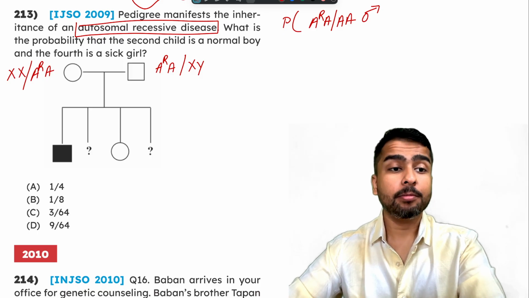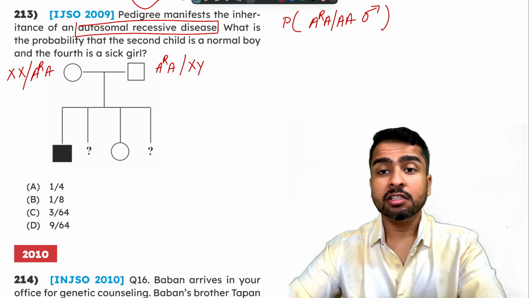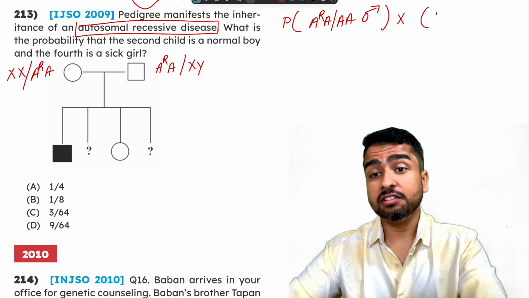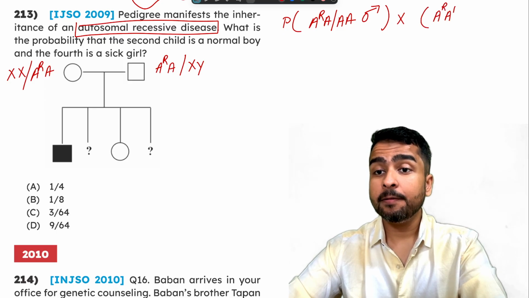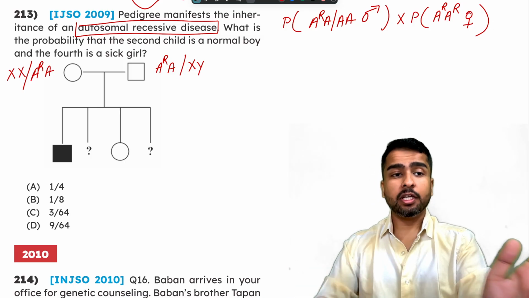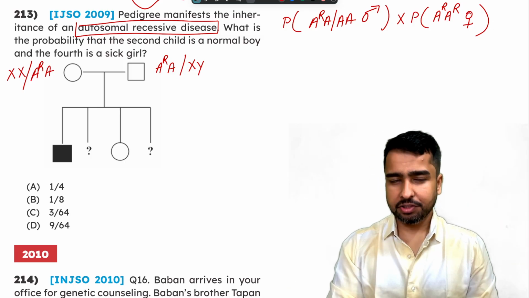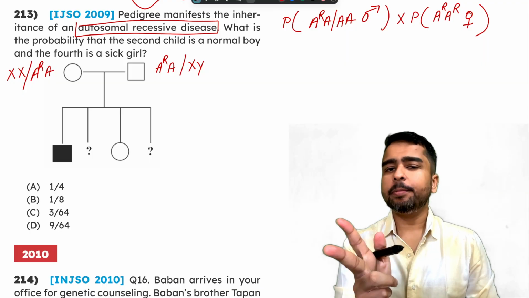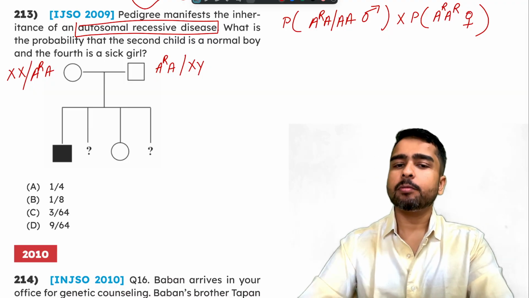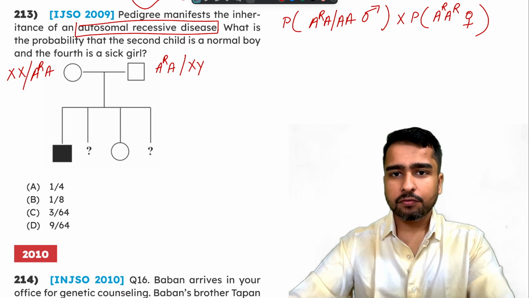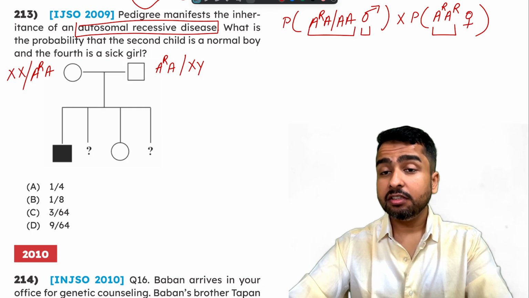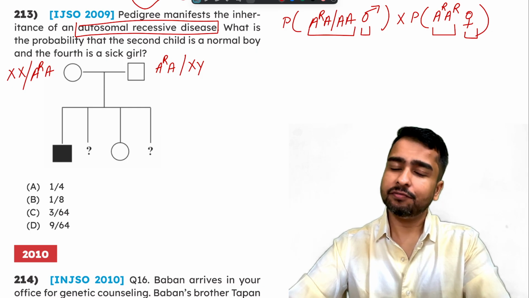And what is the probability that the second child is this and the fourth child, another child, will be a sick girl. Sick girl means it has to be AR, and that has to be female, right? So they're asking two things which are independent of each other. Whenever they ask you two things that are independent of each other, simply multiply their probabilities. Now within these probabilities also there are two things. First, normal. Second, male. Here again affected, and here again female, right?